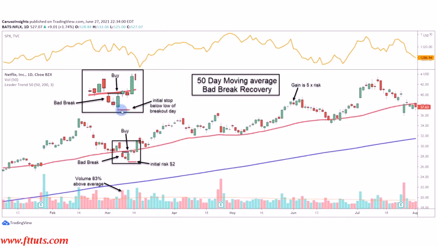Stop would be placed low of the day. We're looking at an initial risk of only $2. Here, the move did take a little more time to develop, but you still had 5 times your risk after a few months. Not as much of a runaway move as others, but your downward stop was never tested. I mean, you broke the prior high of the bad break and you essentially just moved higher from there.